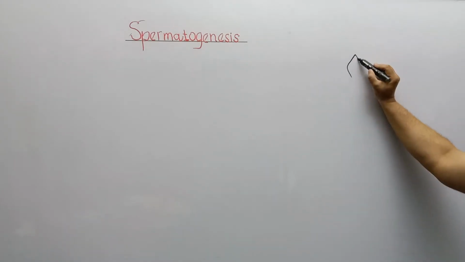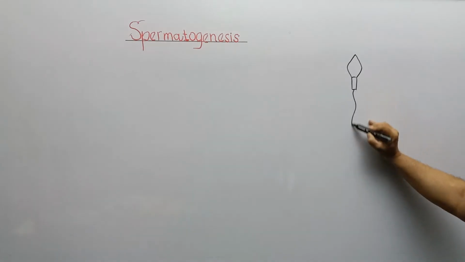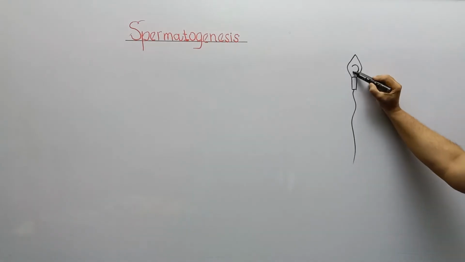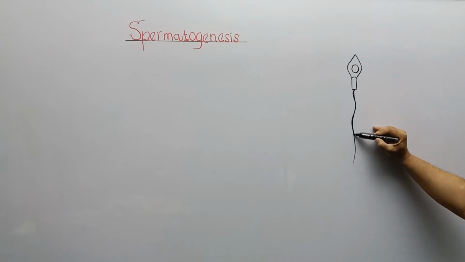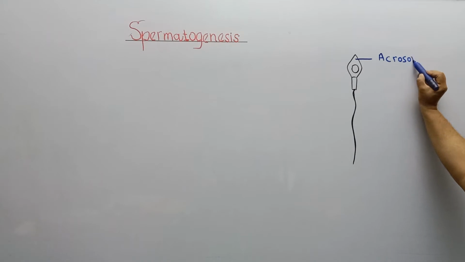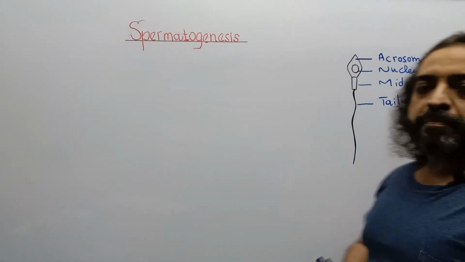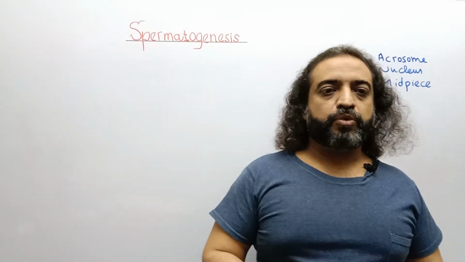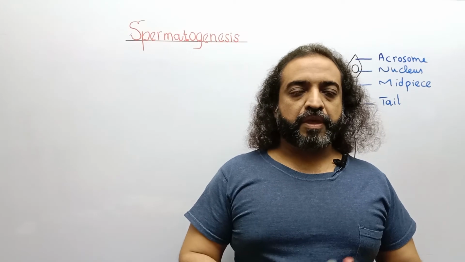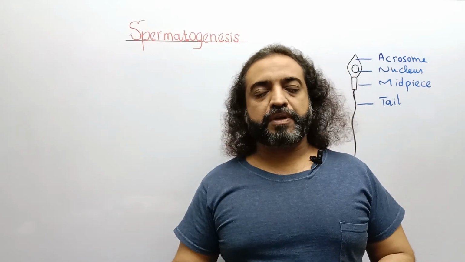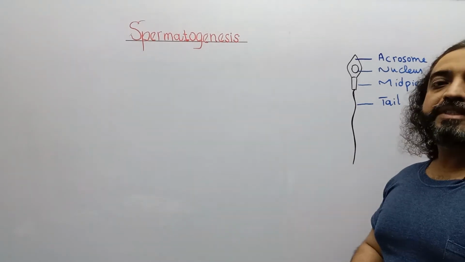Sperm is a male gamete and it possesses three basic parts. One is a head having nucleus and acrosome, then a midpiece, and a long tail. Sperm is motile and it moves toward the ovum in the human female reproductive structure. The question arises how sperms are formed. The process of formation of sperm is called spermatogenesis.